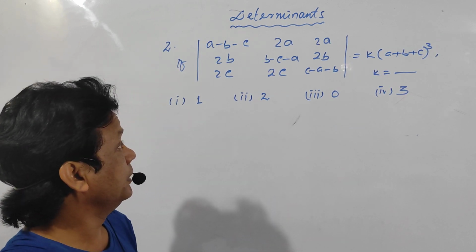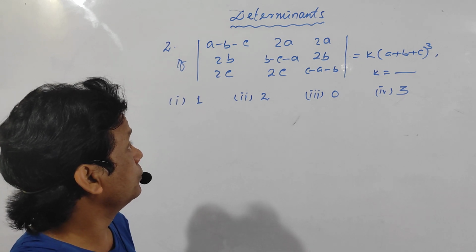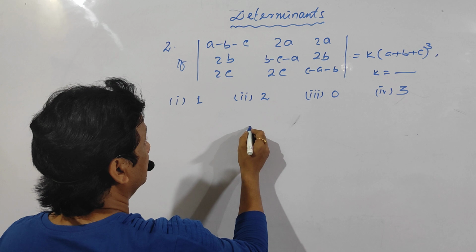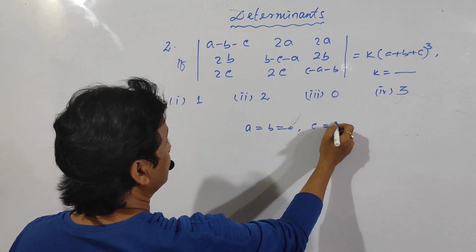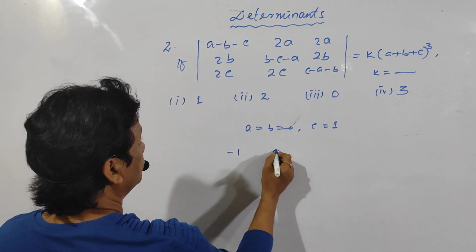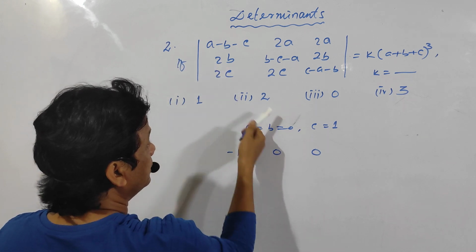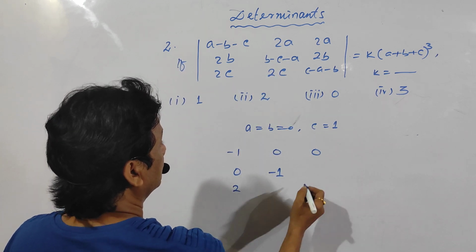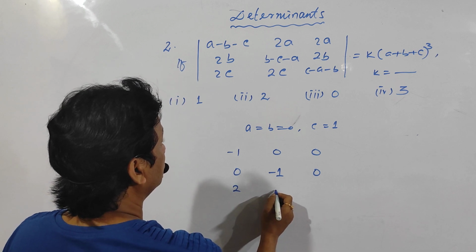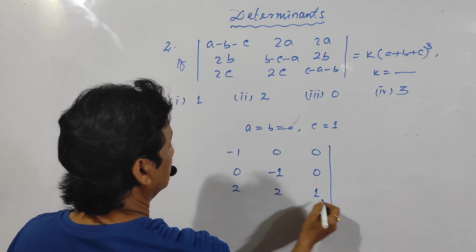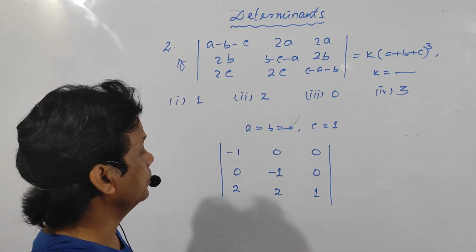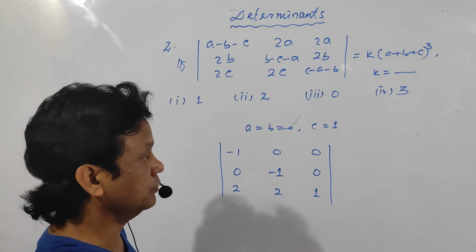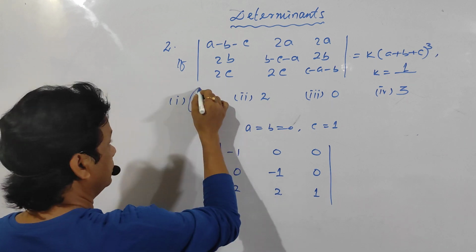So let us see this example. Same process I am going to tell you. Suitably, I have to put something. So I am putting A is equal to B is equal to 0, again C is equal to 1. Same process. So it will be minus 1, 0, 0. So this one is 0, and this will be 2, and this one is 0, this one is 0, minus 1, and this one is 0, and this is 2C, that means 2, and this is 1. Clear? And this is an upper or lower triangular matrix. So the answer will be the product of the diagonal elements. Clear? So minus 1 into 1. So it will become 1. So the answer is 1. Clear? So this one is the answer.